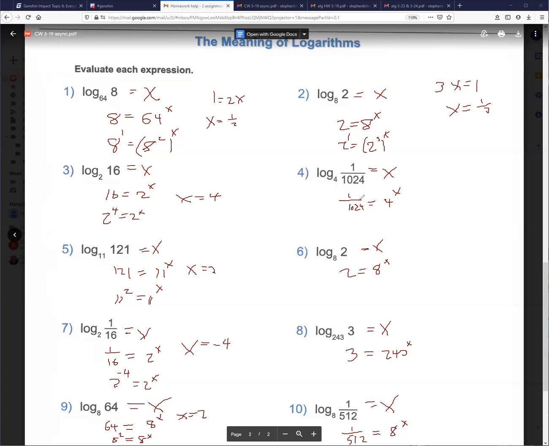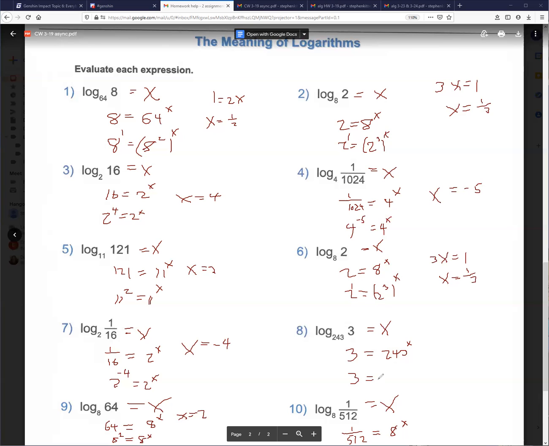All right, 1024. We'd have to do some fancy checking. Maybe you want to go to your calculator, start typing 4 times 4 times 4. It'll take you 5 of them to get there. So this is 4 to the negative fifth is equal to 4 to the x. So therefore, x is equal to negative 5. Alternatively, you could make them both out of a power of 2. That also works. Speaking of 2, this is 2 to the third to the x. So 3x equals 1, and x equals 1/3, because this is 2 to the first.